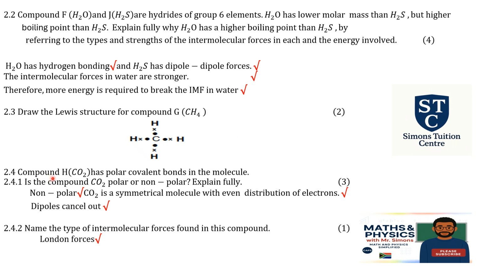Now 2.4, compound H, CO2, has polar covalent bonds in a molecule. Is the compound CO2 polar or non-polar? Explain fully. So CO2 is non-polar. It's a symmetrical molecule. So remember, carbon is in the middle and we have oxygen on either side, double bond, double bond. Right, so it's symmetrical, meaning the values to the right and the left are the same and they subtract to give me 0, with even distribution of electrons, so the dipoles cancel out, therefore it is non-polar. The type of intermolecular forces found in the compound CO2: London forces, right?